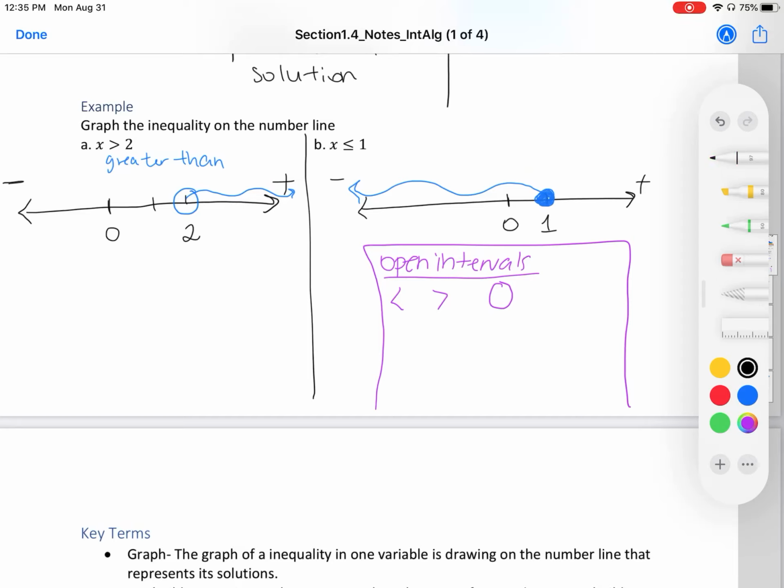Similarly, in the opposite sense, if I have a less than or equal to or greater than or equal to, if I have that equal to, I want to use a closed circle, a filled-in circle. That lets me know what we're looking at: inclusion or no inclusion. And that closed circle is called a closed interval. We'll talk more about open and closed intervals as we proceed with the section and talk about interval notation and set builder notation. But we'll build on that. That's okay for now.